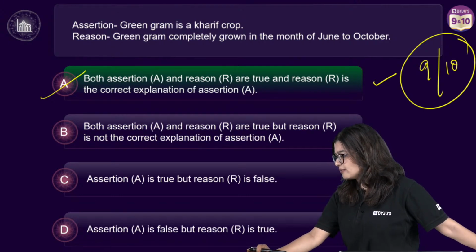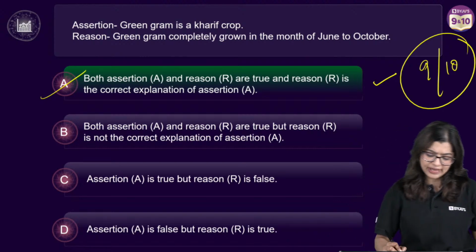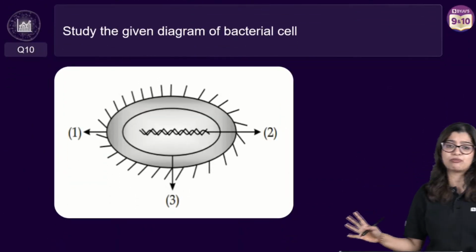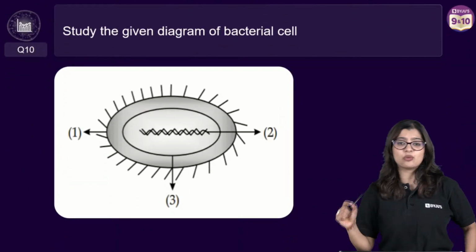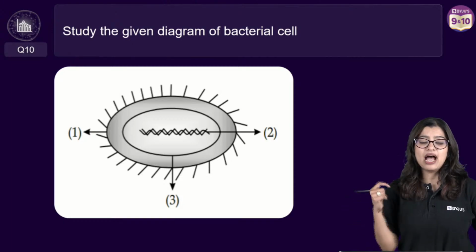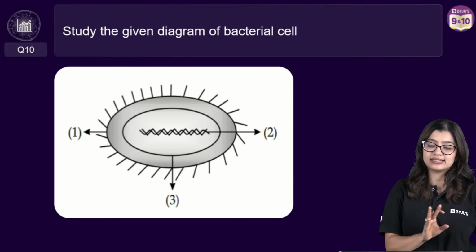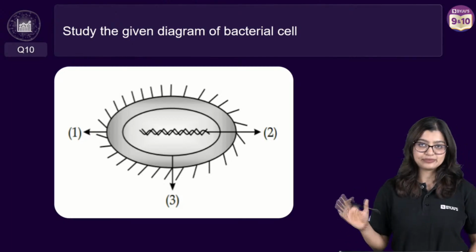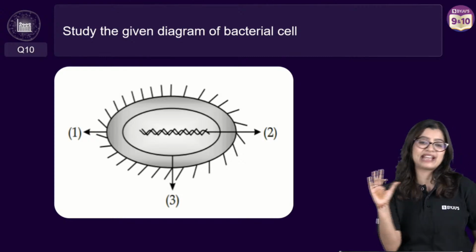Very, very good. Ma'am, this is not a 10th question. No, this is 9th. You have kharif, rabi, zaid crops in improvement in food resources. So please pay attention. Hema, if it is not part of ICSE and you are ICSE, you can try answering. But it's okay if you make some mistakes.